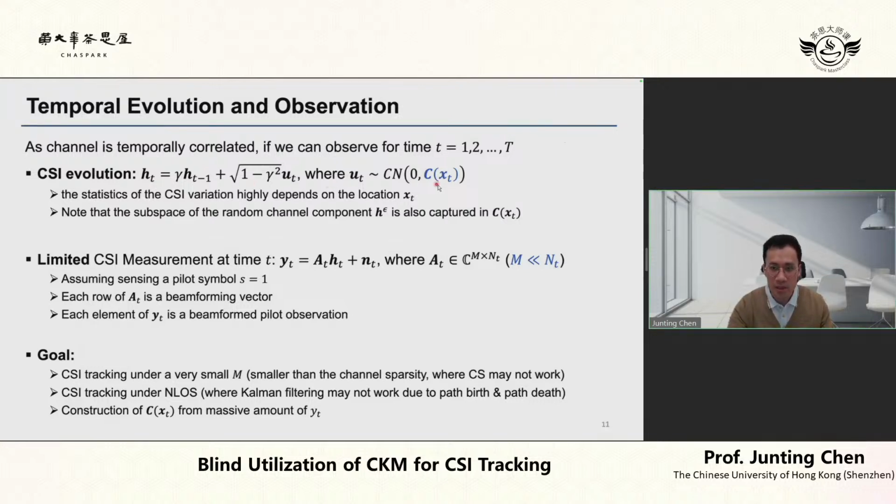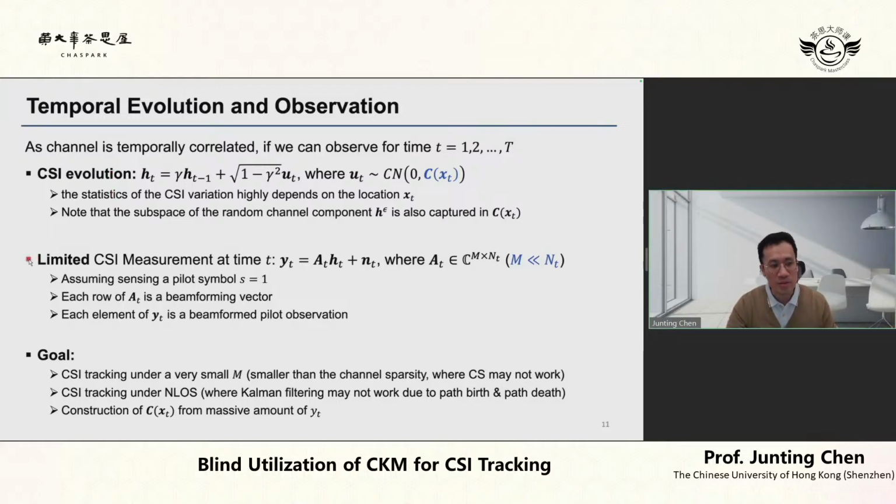If we know where the user is, then we know the covariance matrix of the channel, and we know that this channel has a distribution with covariance matrix C(x_t). Then we can model the disturbance u_t as following a Gaussian distribution with covariance matrix C(x_t), where x_t is the position. Right, so with this model, we can achieve the property that the statistics of the CSI variation strongly depend on the location x_t. So this is the CSI evolution model.